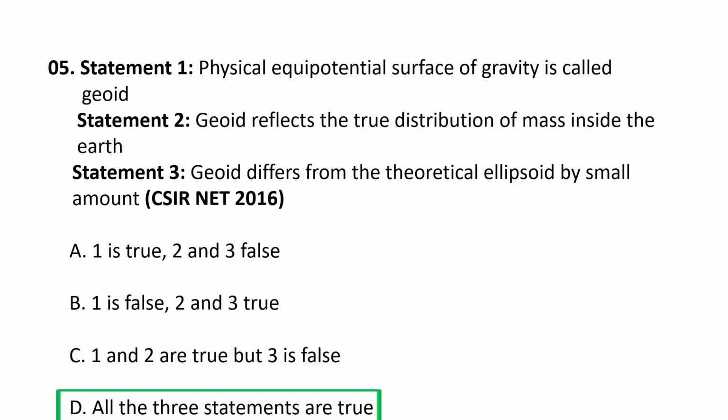All the 3 statements are true. The physical equipotential surface of gravity is called geoid, and statement 2, geoid reflects the true distribution of mass inside the Earth, is also correct. And statement 3, geoid differs from the theoretical ellipsoid by small amount. So hence all the statements are true. D is the correct option.